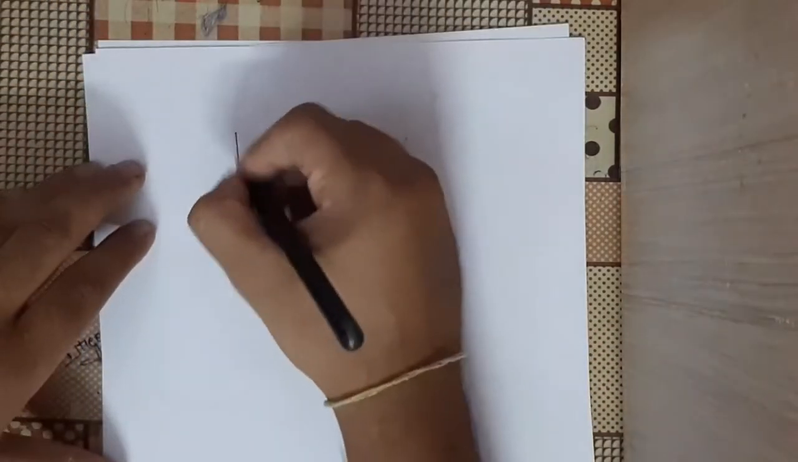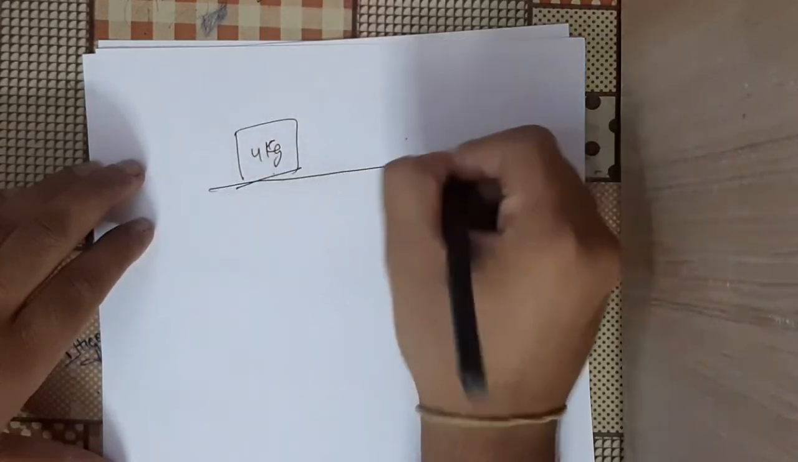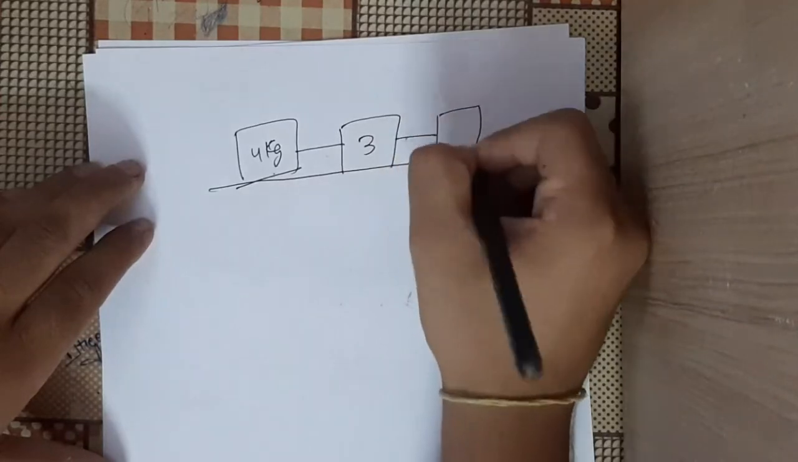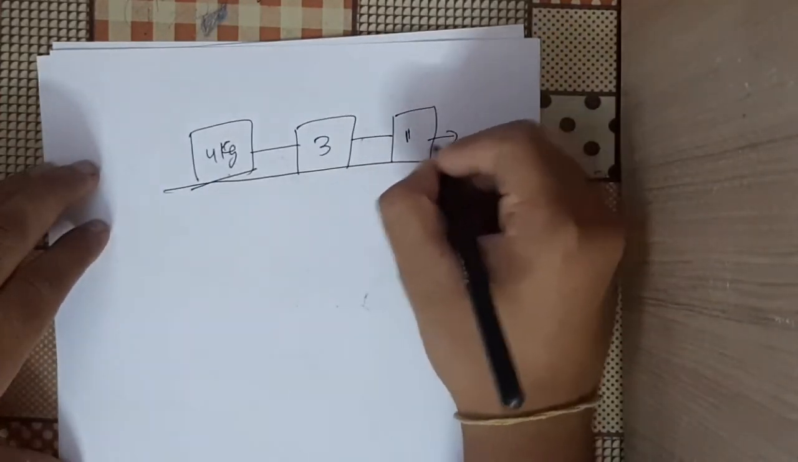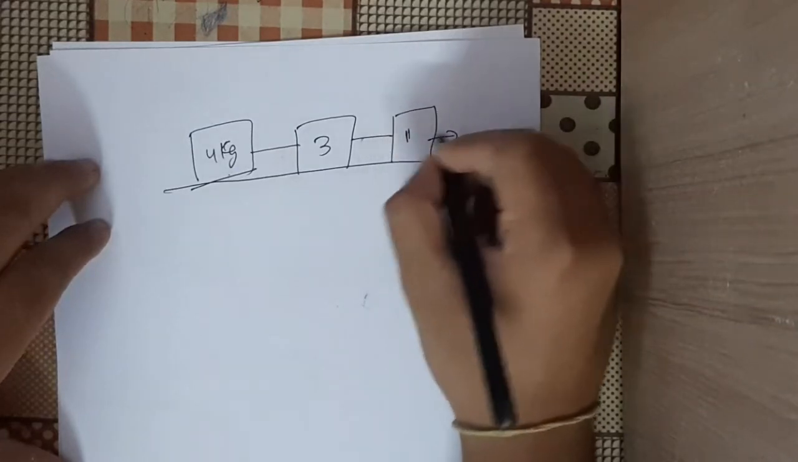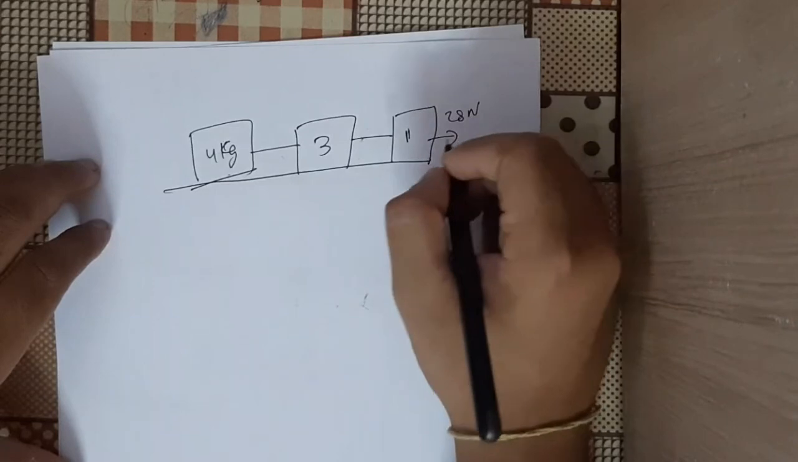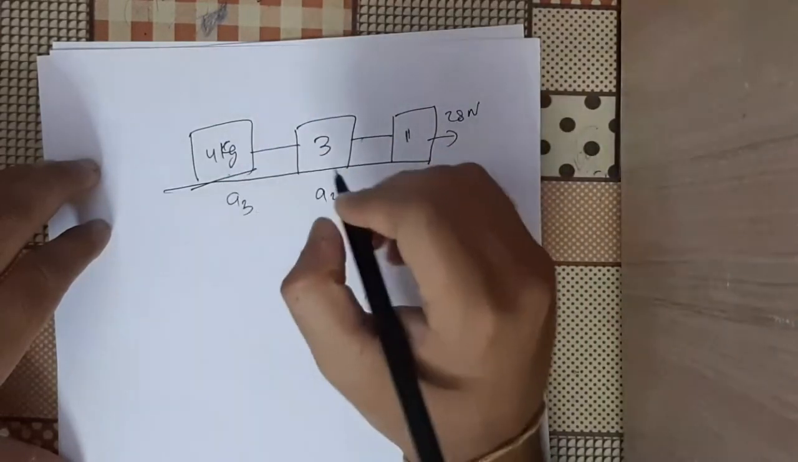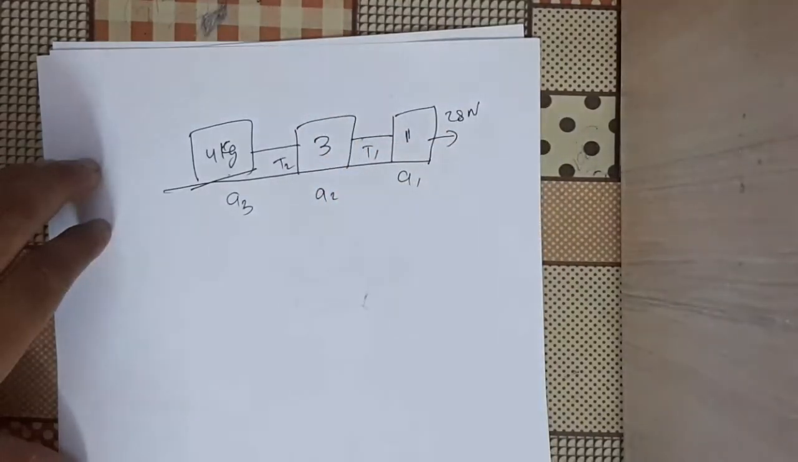So let us say that there is a 4 kg block. First of all, this is the ground, and this is a 4 kg block, this is a 3 kg block, and this is a 1 kg block. And let us say that we want to apply some force here. So let's say that we are applying a force of 28 Newton here. You need to find the acceleration A1, A2 and A3 of the system, and the tension in the ropes T1 and T2. Okay, so try to solve this.